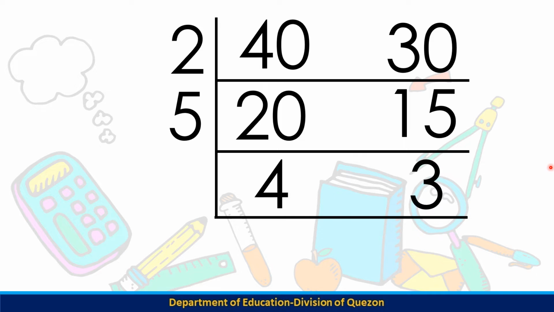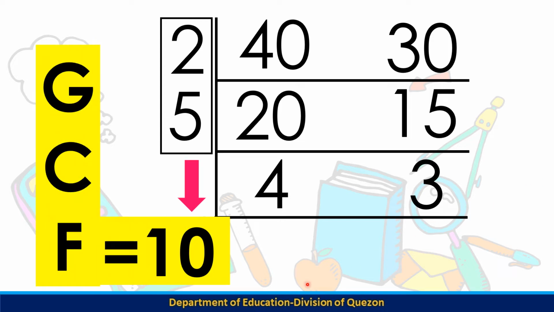So, meron pa bang pwedeng ibaba sa 4 and 3? May naisip pa ba kayo? Yes, correct. Wala na. For greatest common factor, kapag wala na pong pwedeng ibaba, kahit pwede pa yung isa, hindi na po pwede. So, meaning, we have only 2 and 5 here. When we multiply it, 2 times 5 is equal to 10. So, the greatest common factor here is 10.